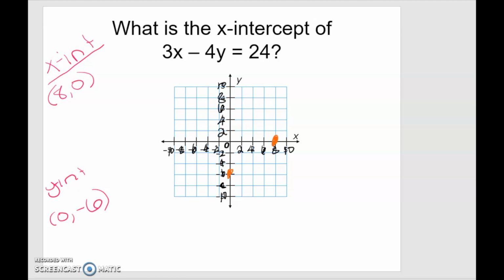Again, I want to use a straight edge to draw those lines so they look nice and straight. And I'm not playing connect the dots. Remember, I want to go through and past the points. So go ahead and practice graphing using intercepts.